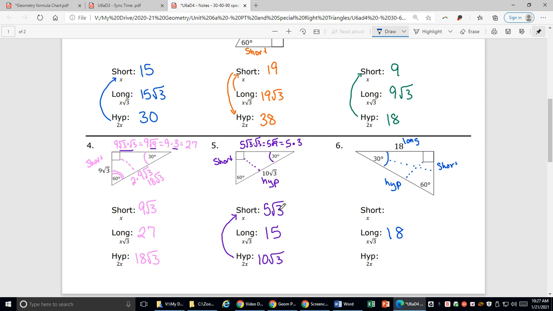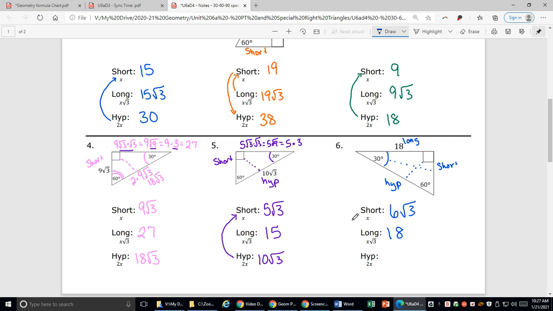So if I want to work backwards, I know I'm going to end up with a square root of 3 on it, but that number in front, to find it, I'm going to take my long leg and divide it by 3 and get 6 square roots of 3, right? Because that way, when I go forward, 9 times 3 gives me my 27, 5 times 3 gives me my 15, and 6 times 3 will give me my 18.